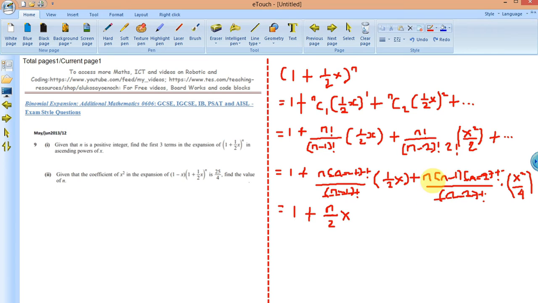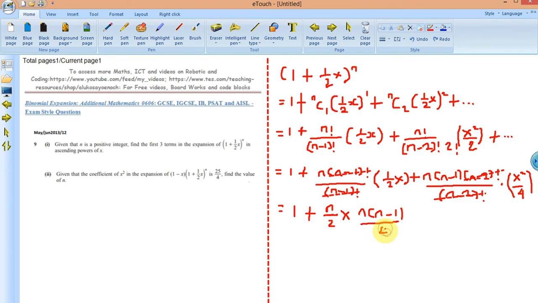Then this one, I don't know if I should open up. Do I need to open up? I'm not going to open this one up, guys, for now. So let me just do n into n minus 1. So this one here is n into n minus 1 over 4. So the coefficient of x squared will be n into n minus 1 over 4. I think I'm good with this.